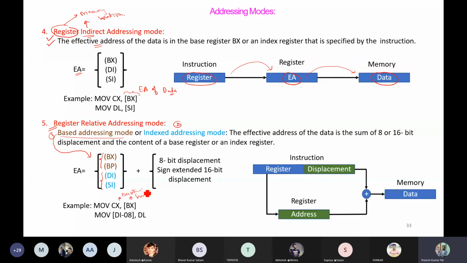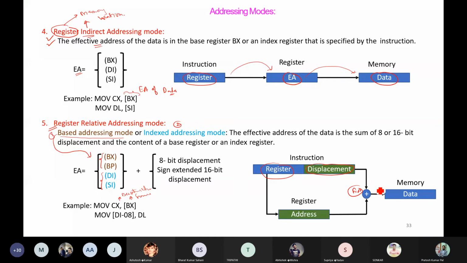In the instruction we will be getting a register value, and in that instruction we will be having a displacement value. So overall we will be finding the effective address. Along with this register we will be finding the address, and this address will be added with the displacement. That will give out the effective address, and this effective address will be indicating a memory location that will have the data. This is how we will be accessing the data from the memory location.